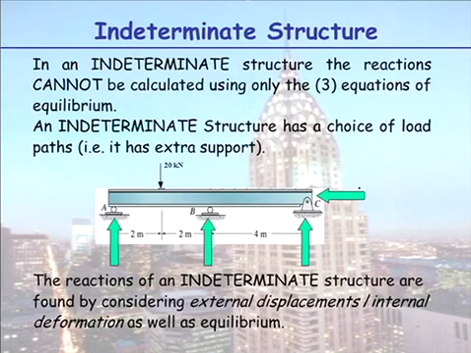So here we have an indeterminate structure. We have two roller supports and a pin support. So we have four unknowns. So in an indeterminate structure, the reactions cannot be calculated using only the three equations of equilibrium. The reactions of an indeterminate structure are found by using external displacements as well as equilibrium, and we'll be working on that in about week 11. So up to week 11, everything will be determinate. And in reality, out in the workforce, if it's indeterminate, who cares? You stick it in your computer model and it can calculate all the forces.